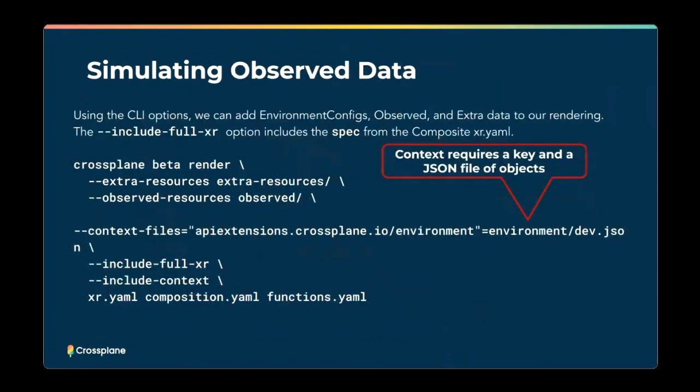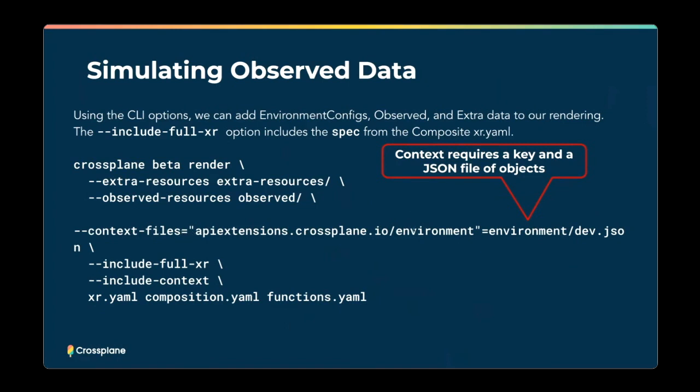So what we're going to show here is, and then we'll go through the example. If we wanted to use all these different features, here are some of the examples. For extra resources, we point to a directory, and this is a directory of YAML files. Observed resources, again, are a directory of YAML files that represent observed resources. And this one is interesting, as it's slightly different when using context. In this case, we're using a file.